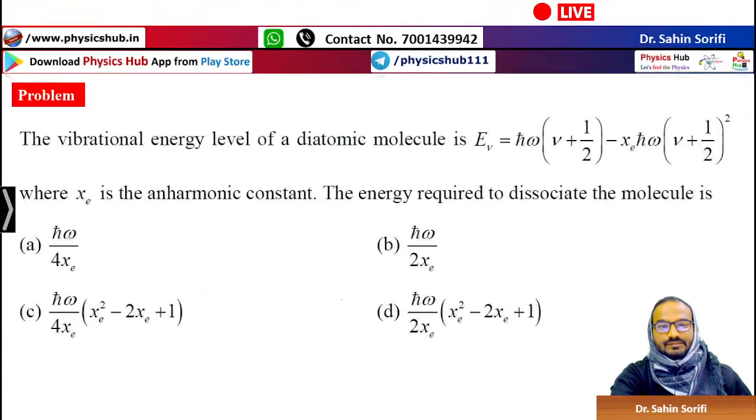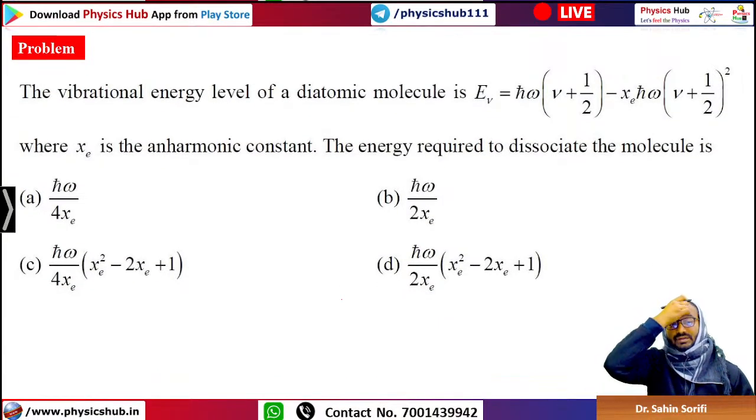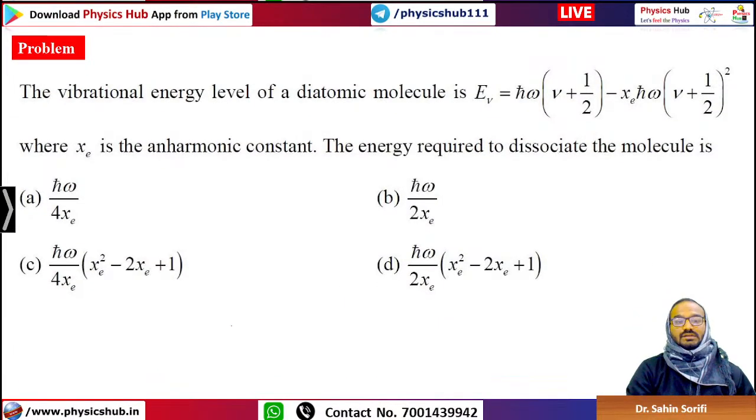Anyways, do this problem. Okay, similar problem here. It is a little bit modified. It is one step ahead. The energy required to dissociate the molecule. So what you are going to do? You are going to find out the Vmax and you will put the value of Vmax into the expression of the energy. Okay, do it. I'll be back. Do it quickly.